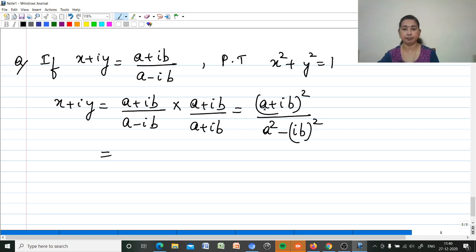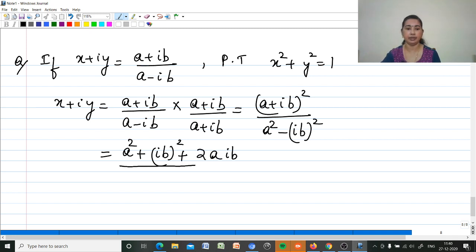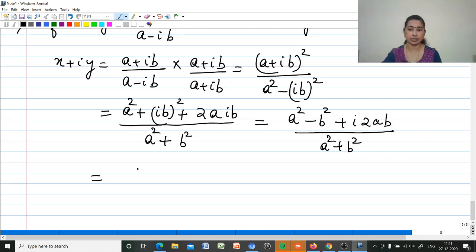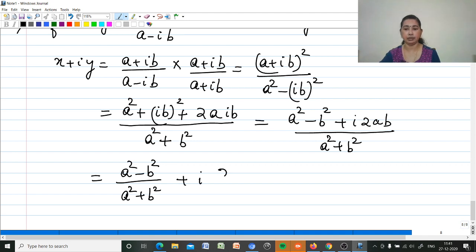Expanding using our identity, (a + b) whole square is a^2 + (ib) whole square plus 2 times a into i into b, divided by a^2 - i^2, and i^2 is minus 1, so plus b^2. This is equal to (a^2 - b^2) + i into 2ab, divided by a^2 + b^2. So the real part is (a^2 - b^2)/(a^2 + b^2) plus i into the imaginary part, which is 2ab/(a^2 + b^2).